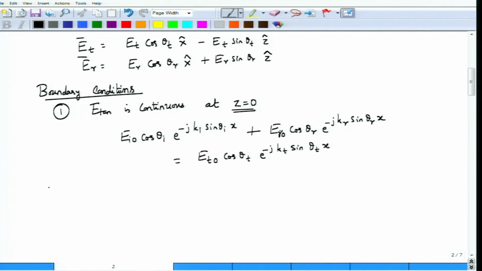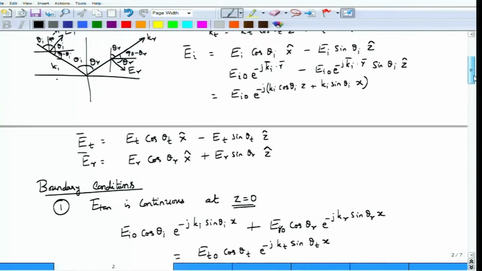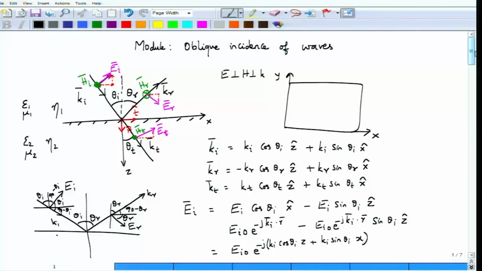So before we go to the next boundary condition, let us actually write down the corresponding expression for the magnetic field. What would be the incident magnetic field? The incident magnetic field will be some Hi0, and this would be the magnetic field H along the y direction. The reflected field has H along the minus y direction, and the transmitted field has H along the plus y direction.